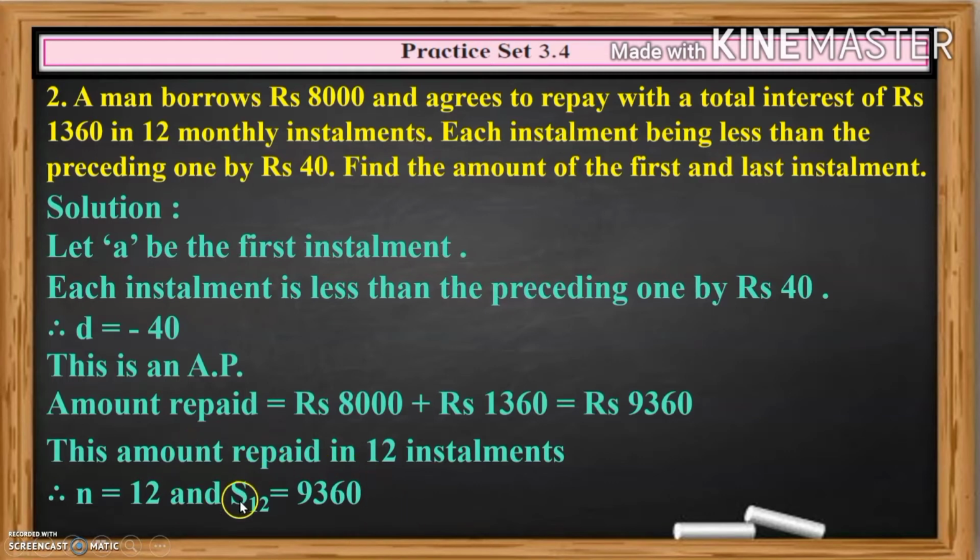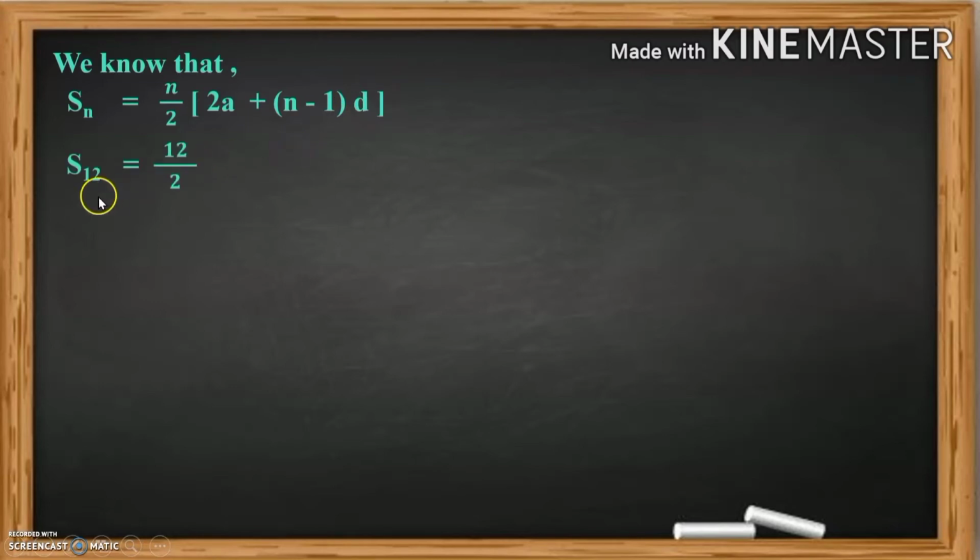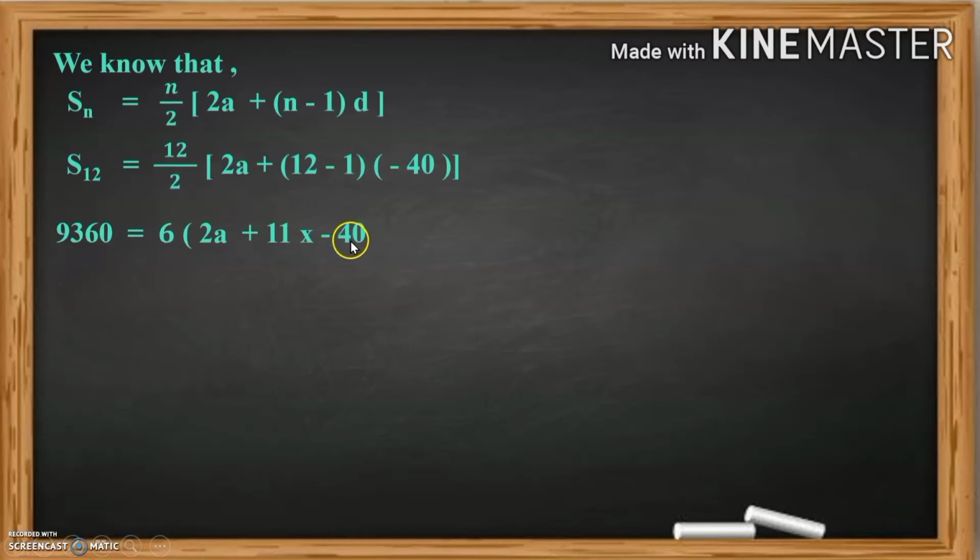Now we know the formula for S12, we'll substitute there. Here a we do not know and d we know, so we will use this formula of Sn. In this n is 12, a is unknown and d is minus 40. So let us substitute. S12 is equal to 12 upon 2 into 2a plus 12 minus 1 into d, that is minus 40. This 12 and 2 will get cancelled. We will get 6. So we write 9360 is equal to 6 into 2a plus 11 into minus 40.